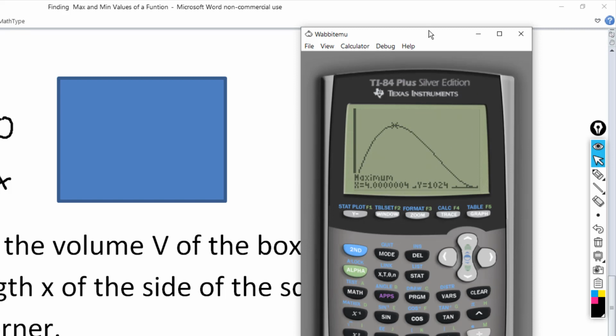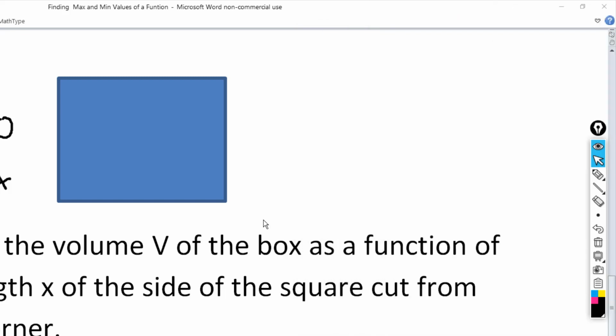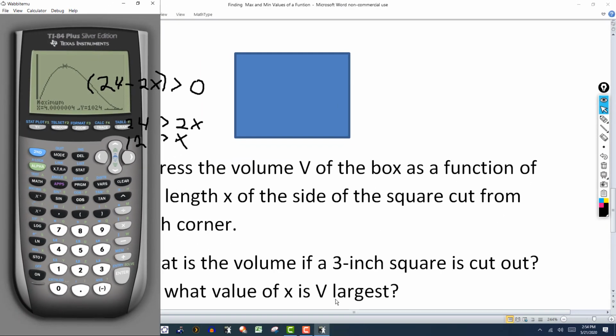And you get x equal to 4. So it says, for what value of x is V largest? Okay, so the value of x would be x equal to 4. That would be the answer to this part right here. Now, if it asks you what is the maximum volume, that would be the value of y, which is 1024. Okay, and that of course would be cubic inches. So for what value of x is V largest, that would be x equal to 4, and that's in inches.